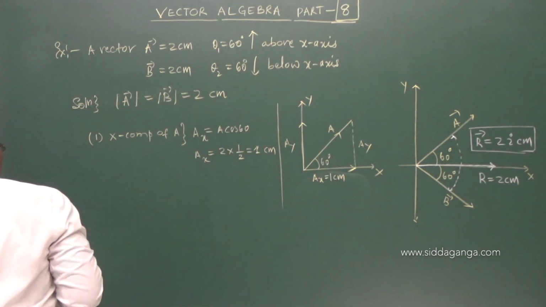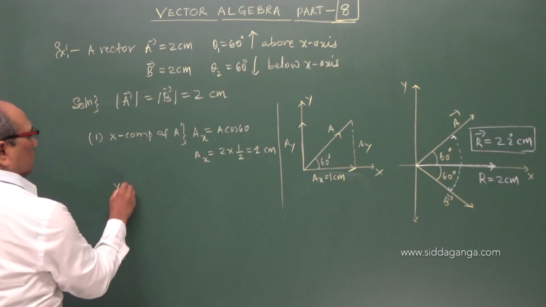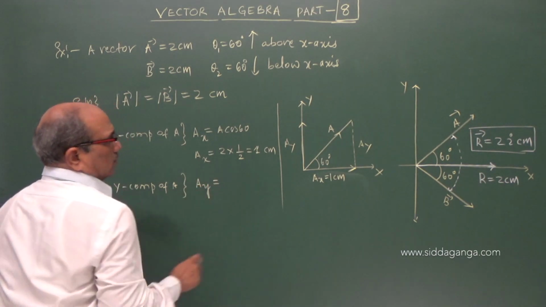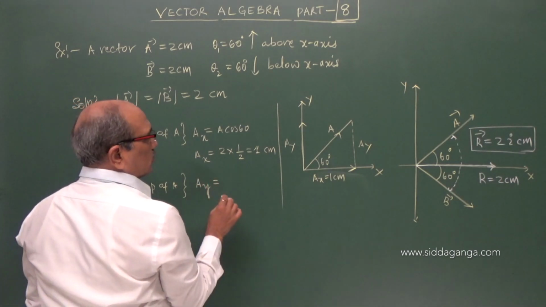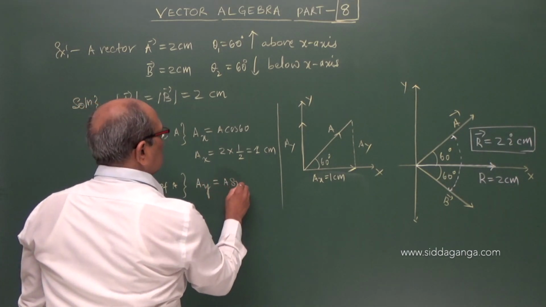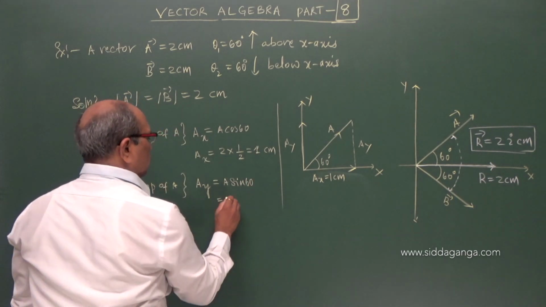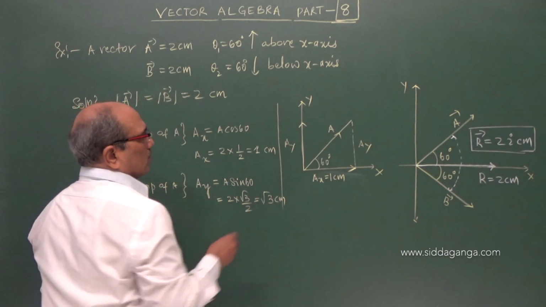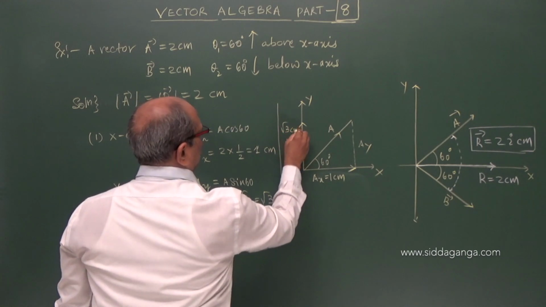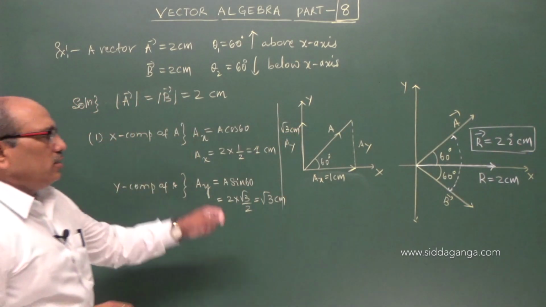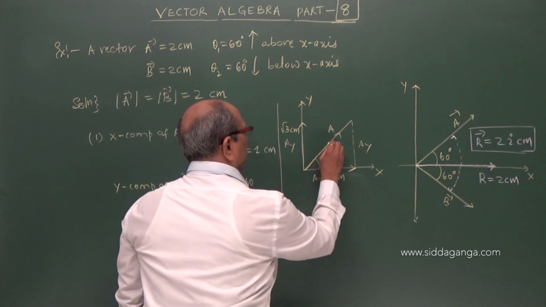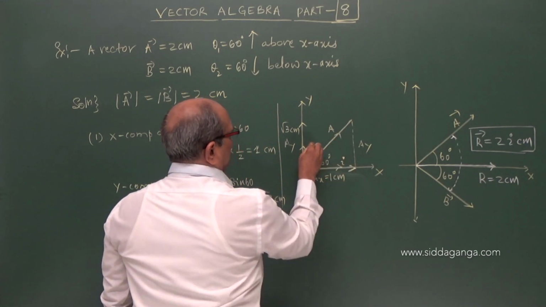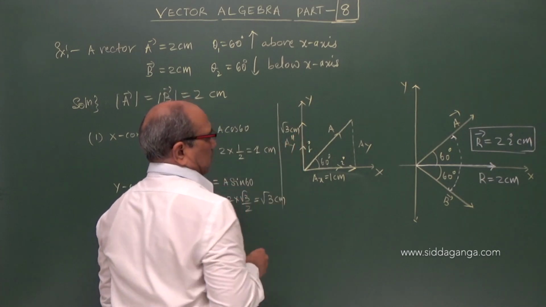What is Ay? Y component. Opposite side by hypotenuse. Therefore, it is A sin 60, which is equal to 2 into root 3 by 2, which is equal to root 3 centimeter. So here Ay is root 3 centimeter we got. So we split this vector A along the x-axis and got 1 centimeter along i, and along plus j it got root 3 centimeter.